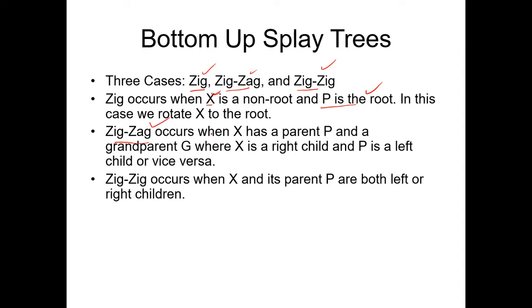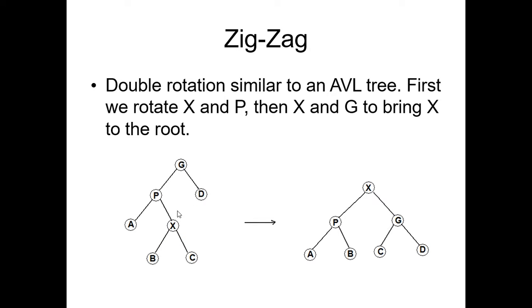You are going to encounter this when your recently accessed node X has a parent P and a grandparent G. There is a parent and there is a further grandparent for X. But X is the right child of the parent, while the parent is the left child of its grandparent. Understand? So when they are at different positions, this is how the zigzag situation is.